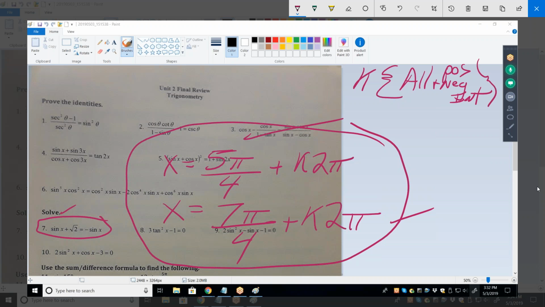And k is just an integer, meaning it can be positive, negative, or 0. It can't be a fraction, though. It can't be 1/2. But it's all the integers from negative infinity to positive infinity. So this answer is an all-inclusive answer for all numbers on the number line.